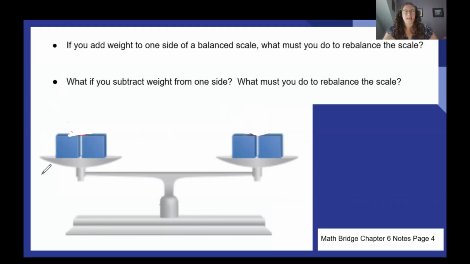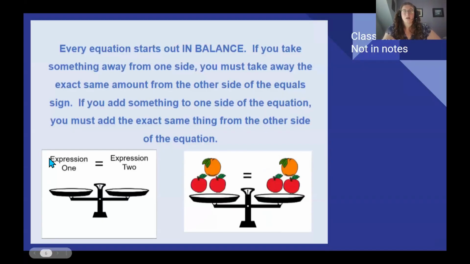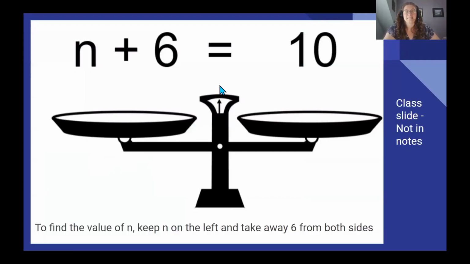And this is actually how we're going to solve an equation. Every equation starts out in balance, right? So if you take something away from one side, you have to take away the exact same amount from the other side of the equal sign because your equation has to stay balanced. If you add something to one side of the equation, you have to add the exact same thing to the other side.